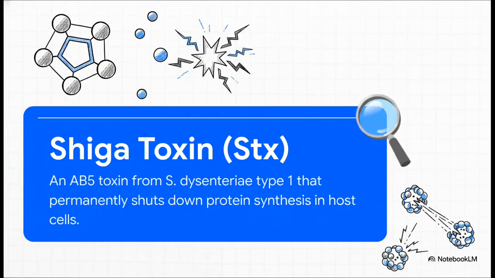Shiga toxin, or Stx, is what we call an AB5 toxin. It just means it has one active A subunit and 5 binding B subunits. But the real key classification here is ribosome inactivating protein, or RIP. And honestly, that name tells you everything you need to know about what it does. It's designed to find and destroy the cell's protein factories, the ribosomes.